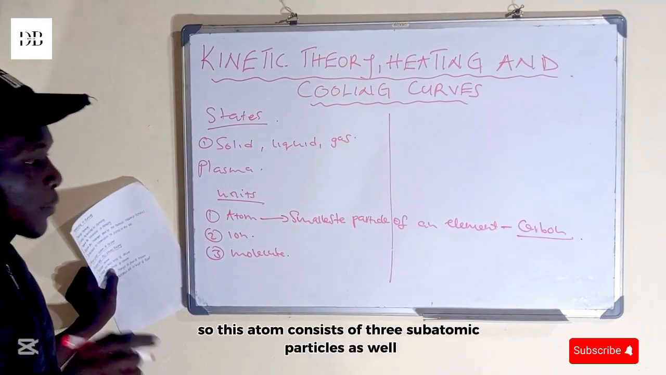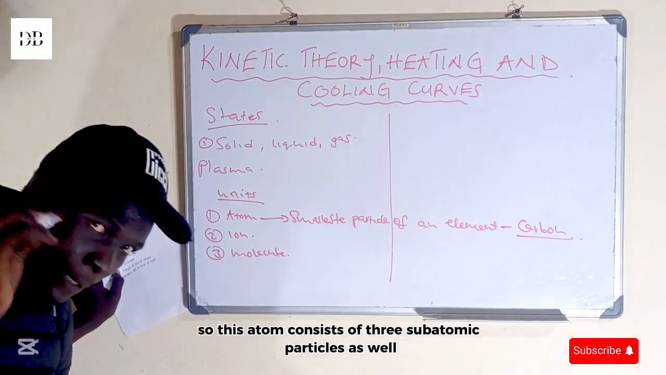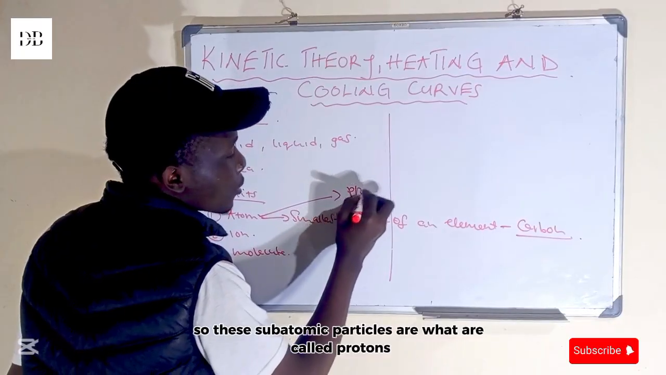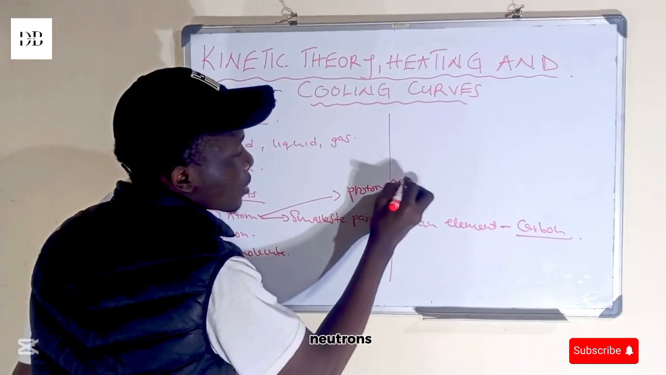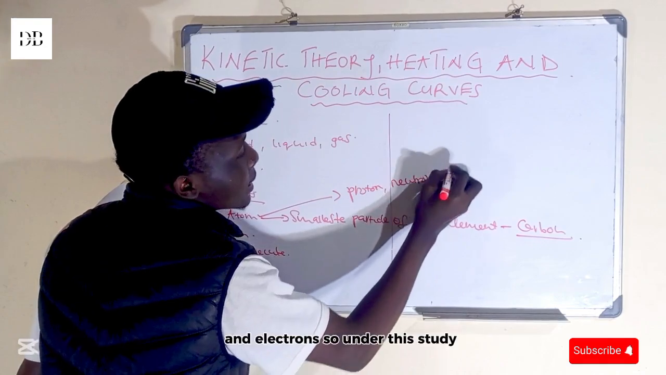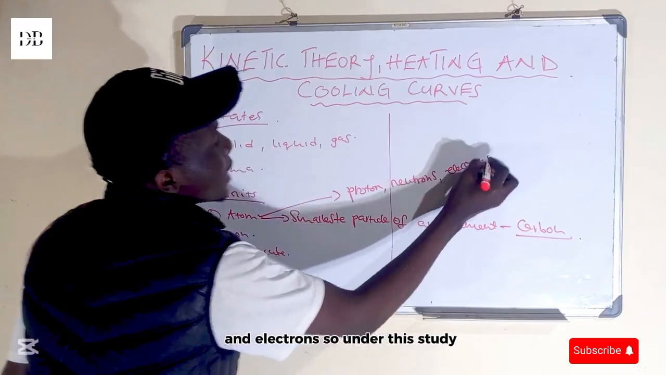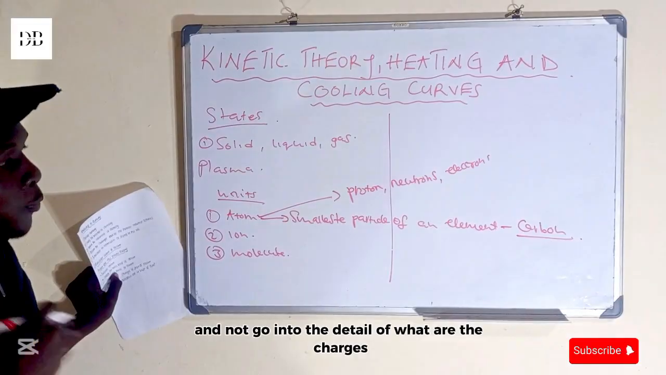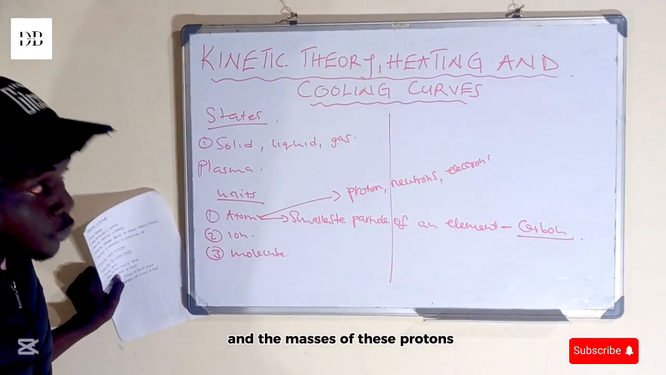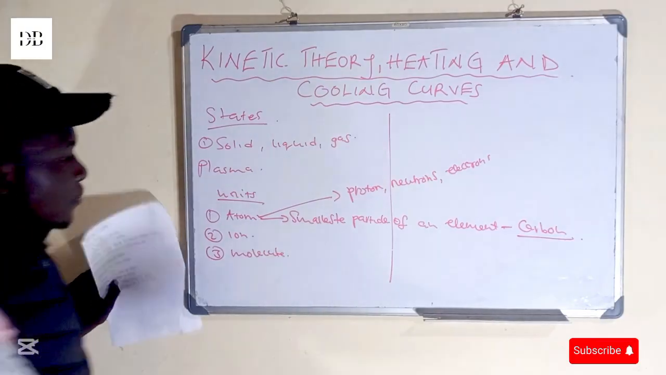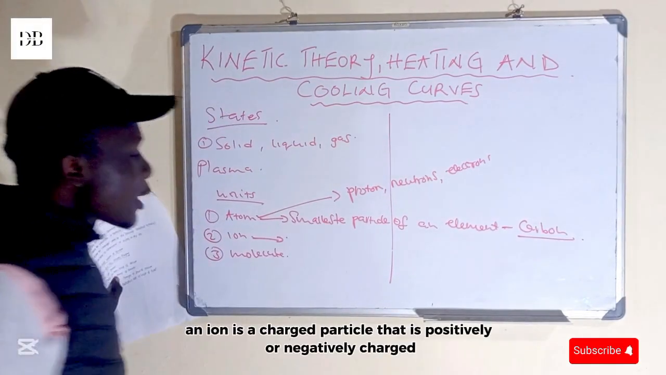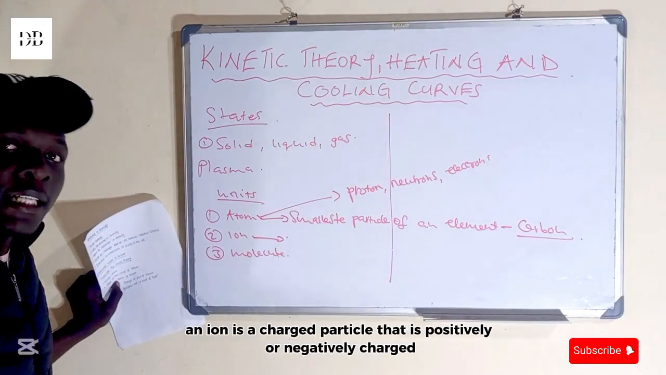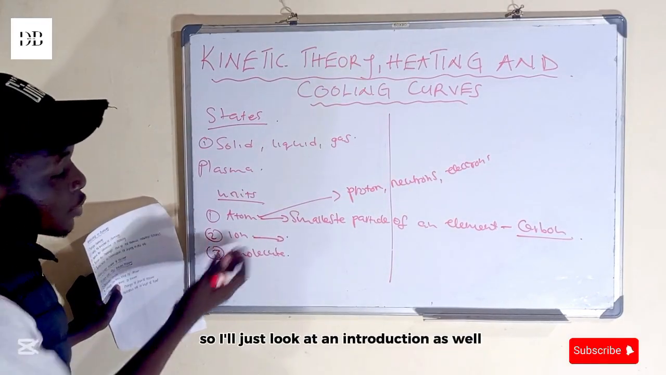This atom consists of three subatomic particles as well. These subatomic particles are what are called protons, neutrons, and electrons. Under this study, we'll just look at it on the surface and not go into the detail of the charges and the masses of these protons, neutrons, and electrons. Then what of an ion? An ion is a charged particle that is positively or negatively charged. I'll just look at an introduction as well.